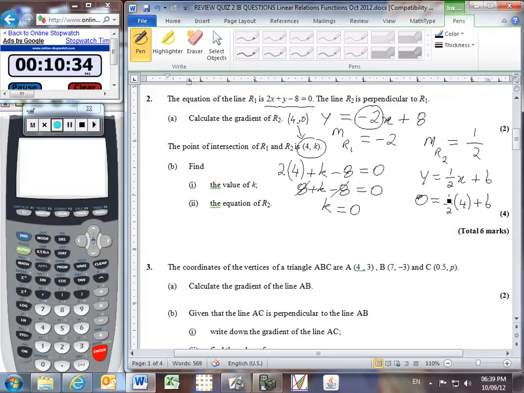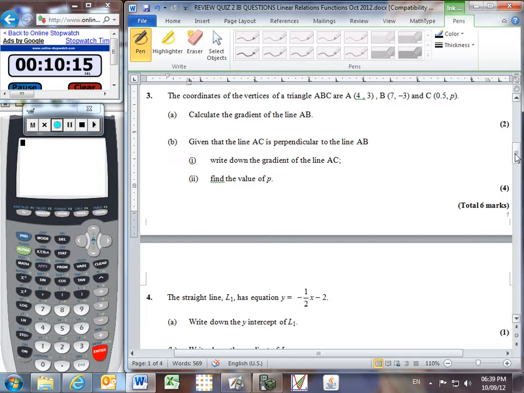And then we'll figure out, this is half of 4. Half of 4 equals 2. Let's bring it to the left, and we discover that b is equal to negative 2. And therefore, the equation that we're looking for is y equals 1/2 x minus 2, with negative 2 as our b value. Number 3.